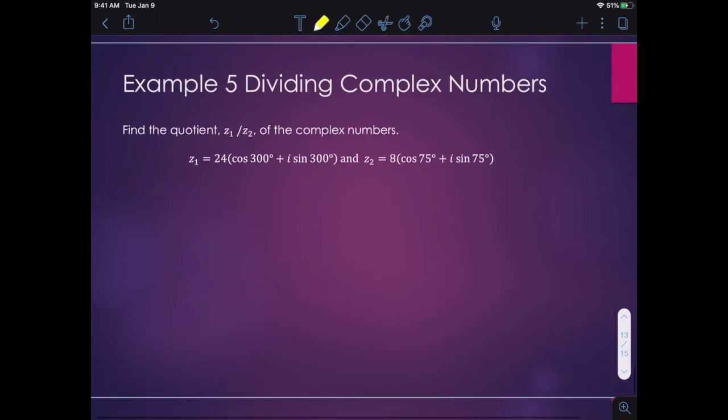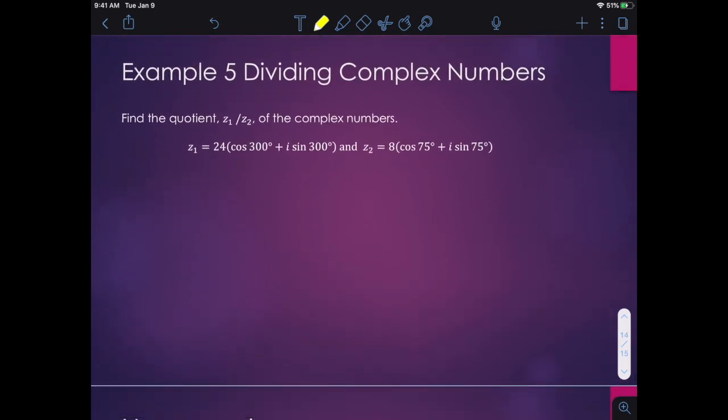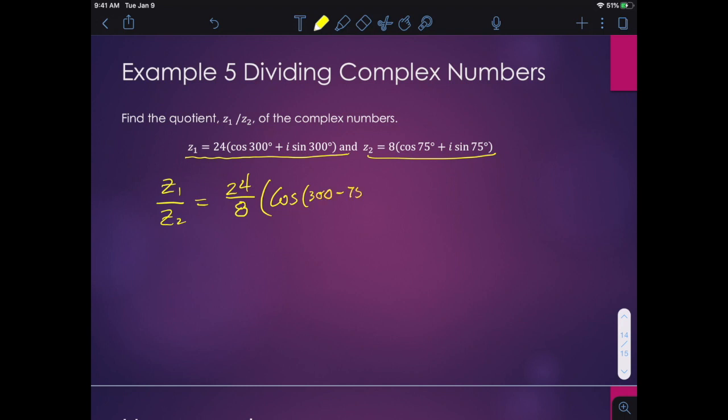Example 5, we're dividing now. So as we divide, we have this number right here, z1, and we're going to be dividing that by z2. And z1 looks like that. So we're just going to go into this. z1 over z2 is going to be 24, which is the first modulus, divided by the second modulus, which is 8. And then we're going to say times the cosine of 300 minus 75, plus i times the sine of 300 minus 75. And there's our whole expression there.